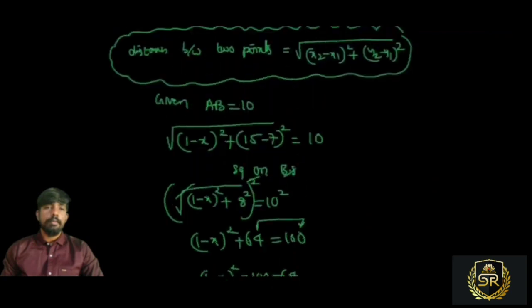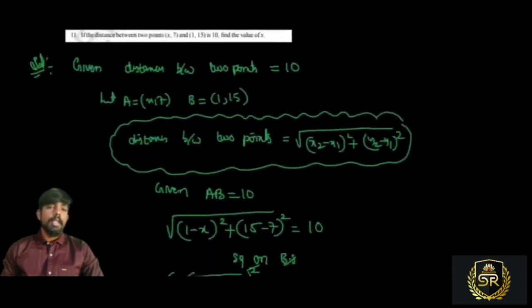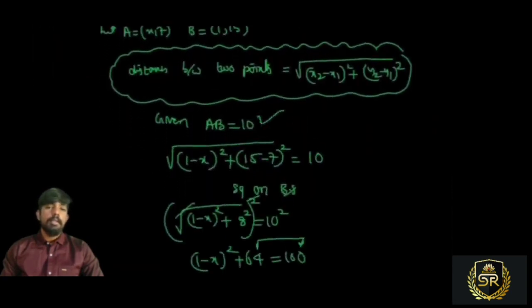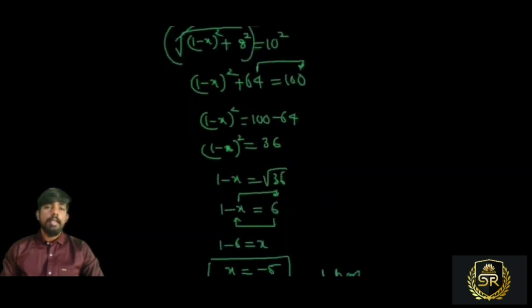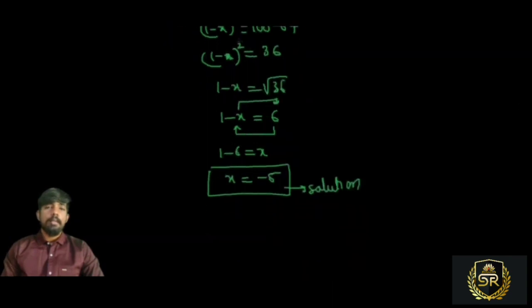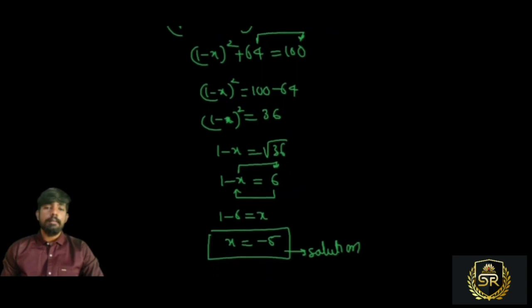First, see here, distance AB equal to 10 is given. So we found the AB distance and squared on both sides. From there, we sent 64 to the right hand side, and we got 36. Square root is there, square is there. Send it to the right hand side, it will become root 36, which is 6. Actually, root 36 is plus or minus 6, but we are only considering plus 6. Then 6 to the left hand side and x to the right hand side, x is equal to 1 minus 6, which is minus 5. That's all. This is the solution. Clear? Got it?